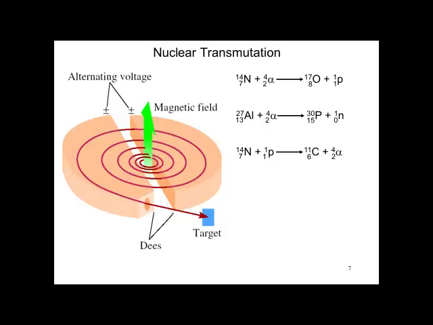Here are some more nuclear transmutation reactions. In the first case, nitrogen reacts with an alpha particle to make oxygen-17, aluminum-27 again making phosphorus-30, and nitrogen-14 making carbon-11. These are done with a cyclotron, which is outlined in the diagram to the left. It has an alternating magnetic field that accelerates a particle round and round until it gets enough energy to impinge upon the target.